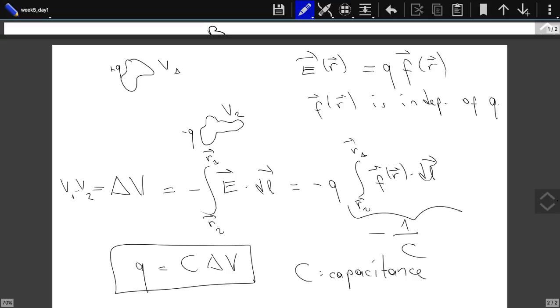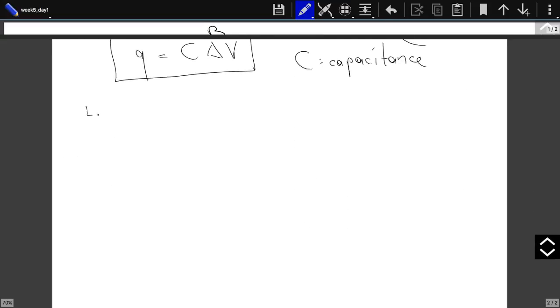The same amount of negative charge on the other one. And that makes a capacitor. That's enough to make a capacitor. And of course, the calculation of the capacitance will be complicated. But nevertheless, that is a capacitor. If you measure the potential difference, you can even determine the capacitance of the object. Let's look at the parallel plate capacitor.